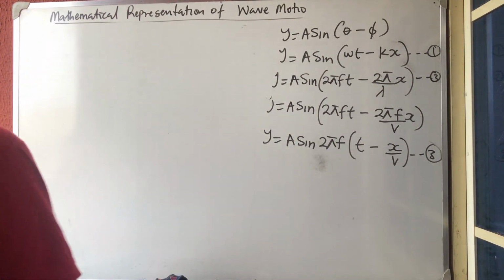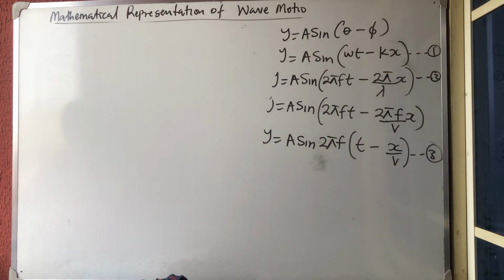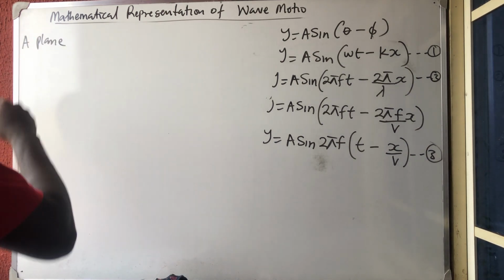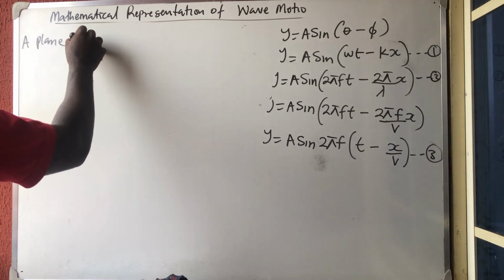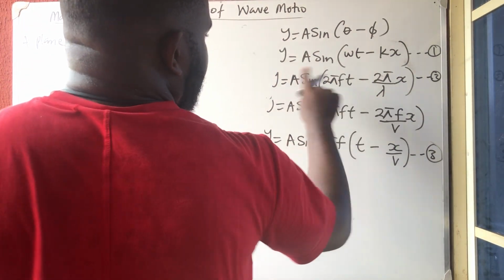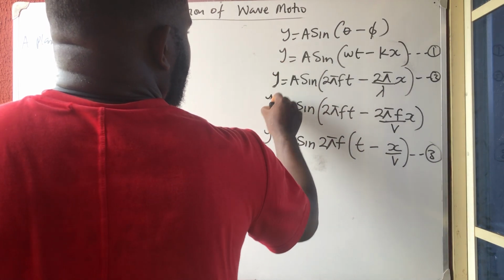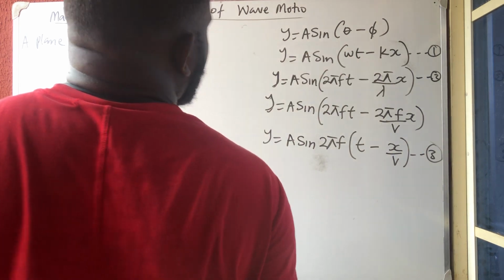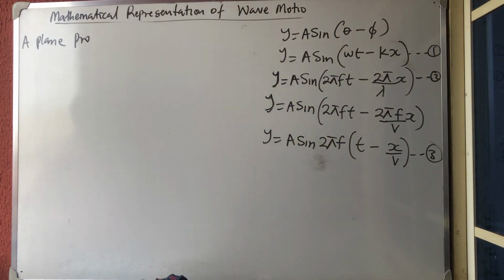So the first question said, a plane... now sometimes they switch it. It depends on what you are seeing in the equation given. Sometimes they will write this one first before this one, or this one before this one. So it depends on what you are seeing in your own equation.